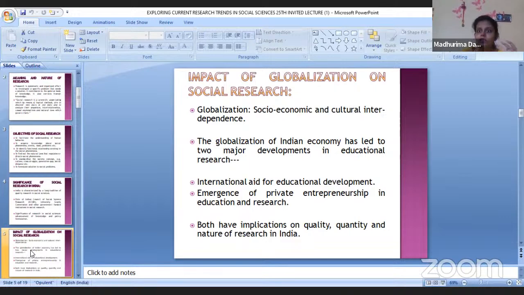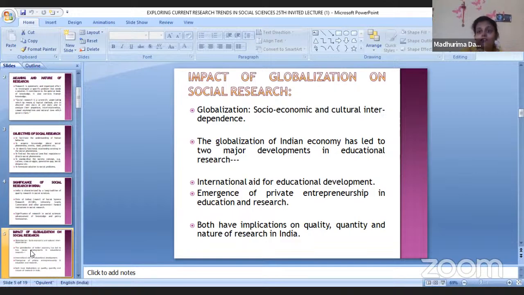So that is economic globalization. And with the help of this economic globalization, the cultural relations among these nations are properly strengthened. That is why there is cultural interdependence between two nations. So that is globalization. And this globalization of the Indian economy has brought about two major developments in research.